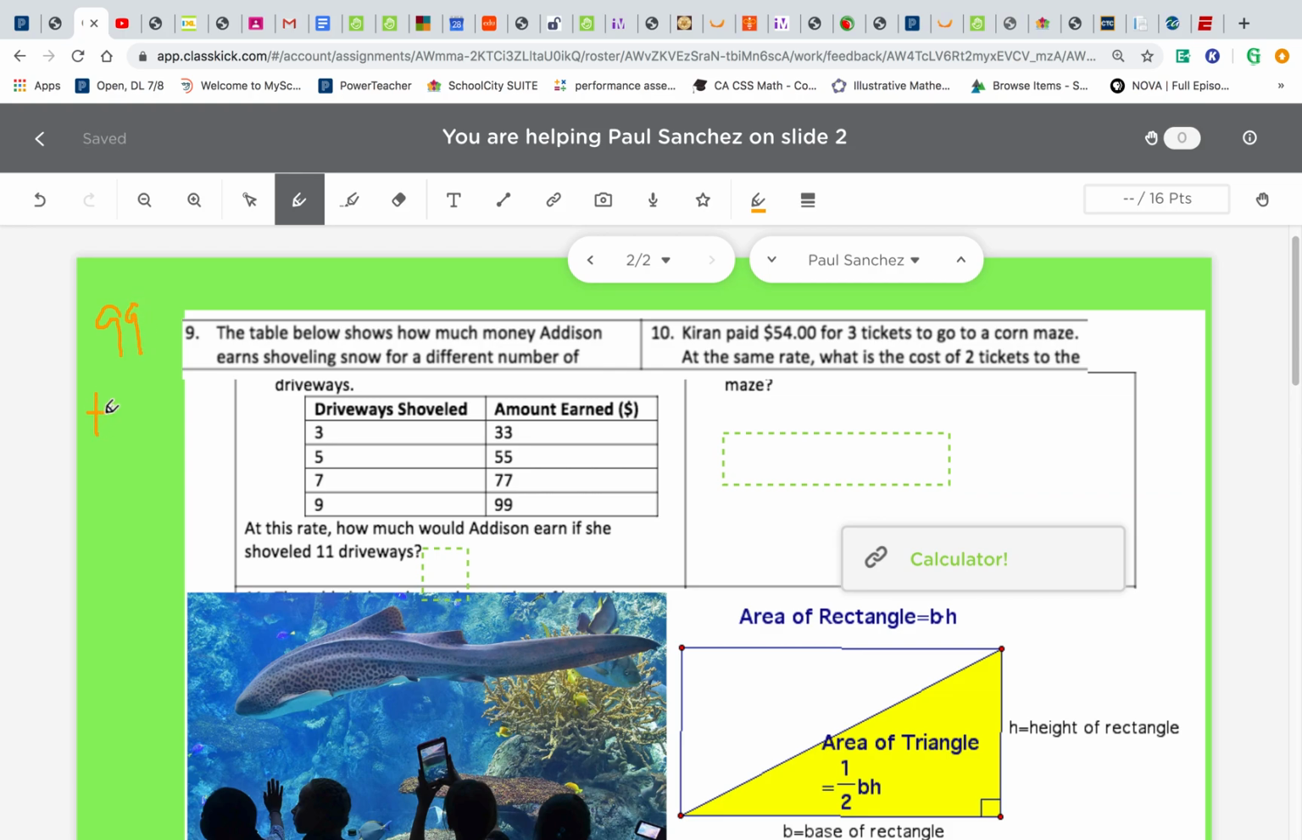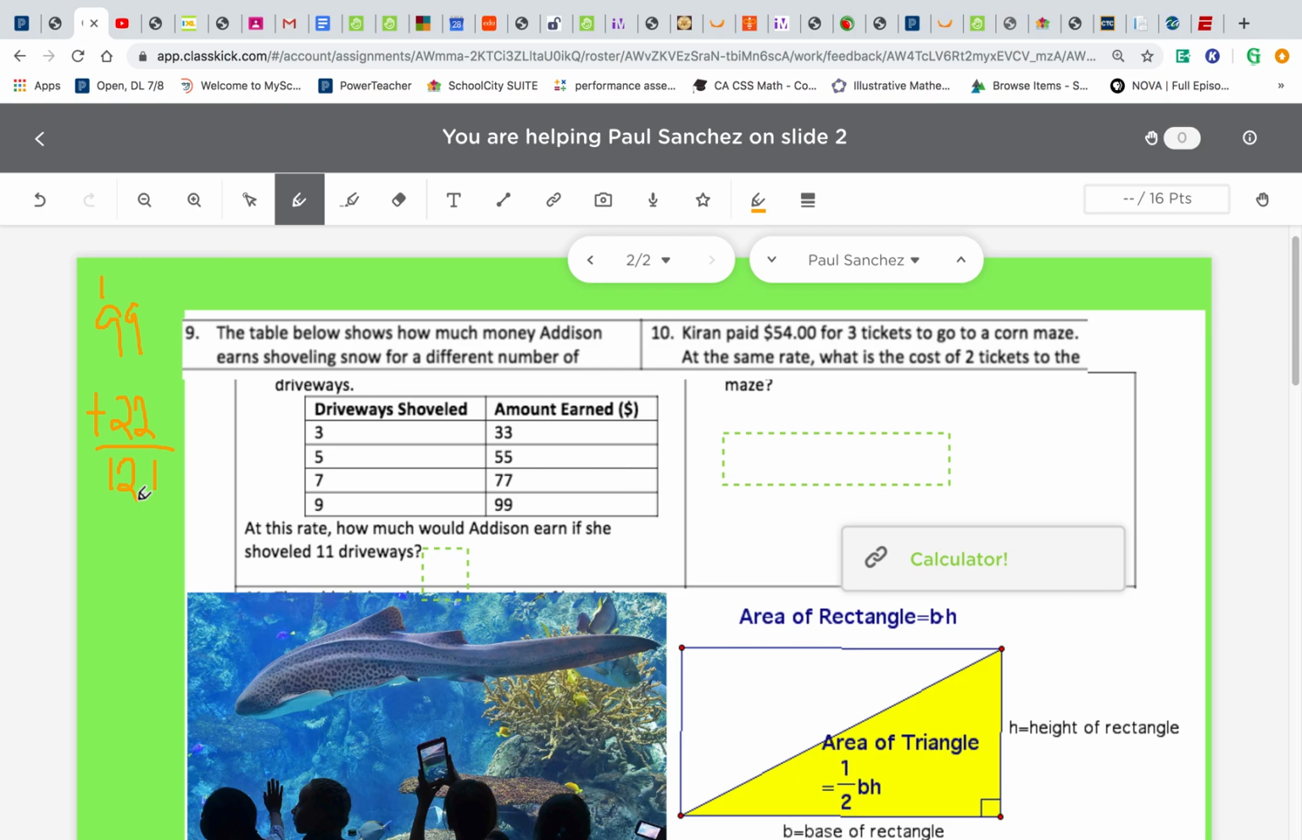plus 22. I noticed that for a lot of you, I think you added 11. A lot of people added 11 instead of 22, and that's why you got it wrong. If you had 9 plus 2, that's 11. All right, and then 10, 12. So 121 would be the amount of money that Addison would have earned.